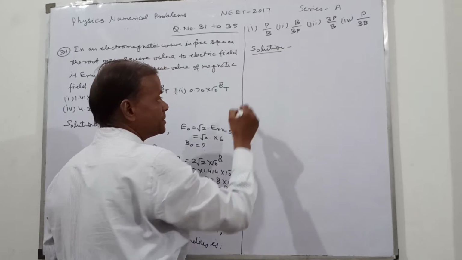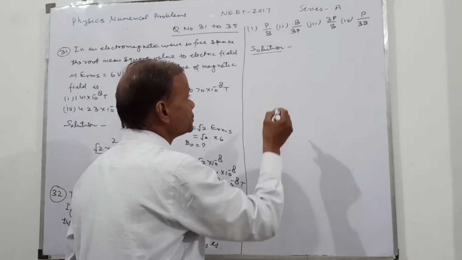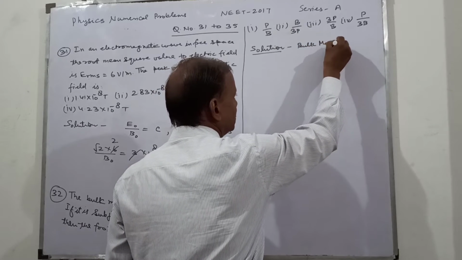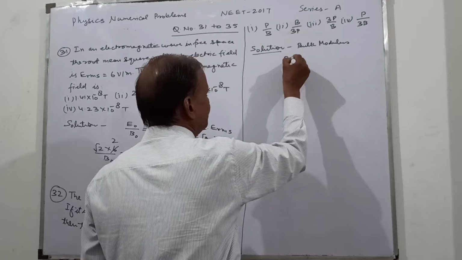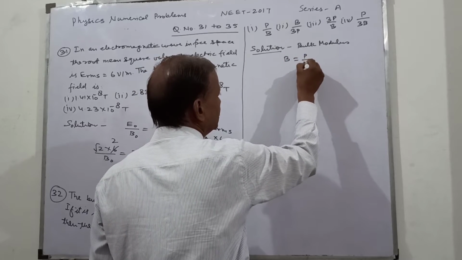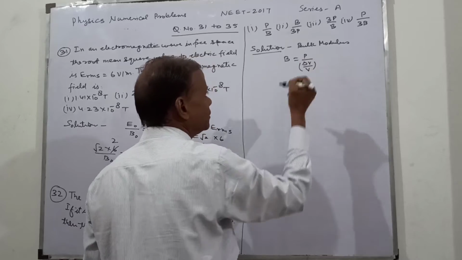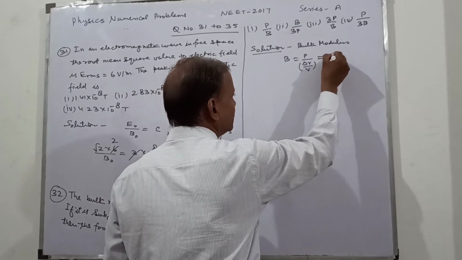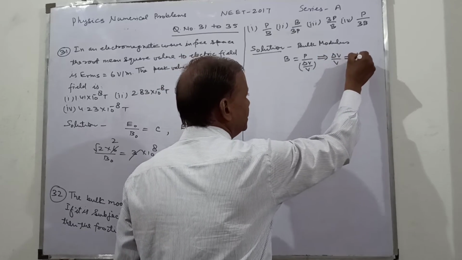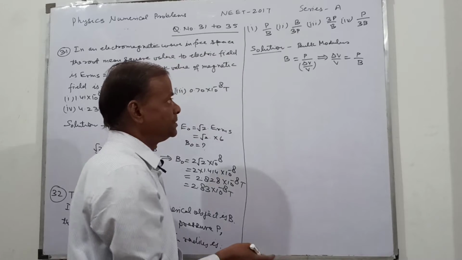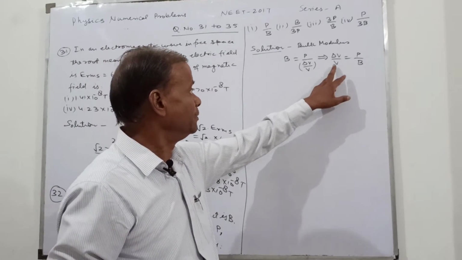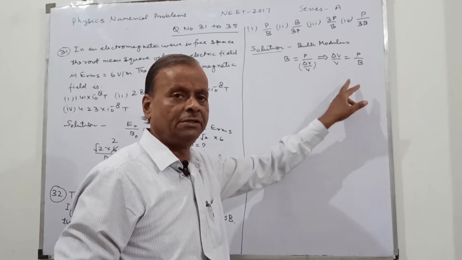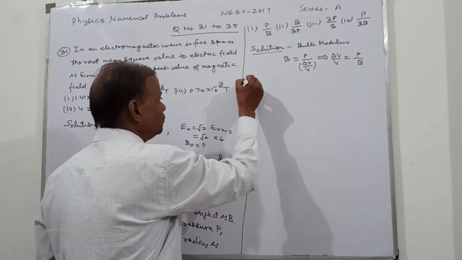This is a question from elasticity. So the bulk modulus B is equal to P upon delta V upon V. This is the formula. So delta V upon V is equal to P upon B. This is the change in volume to the initial volume. But we have to find the decrease in radius.